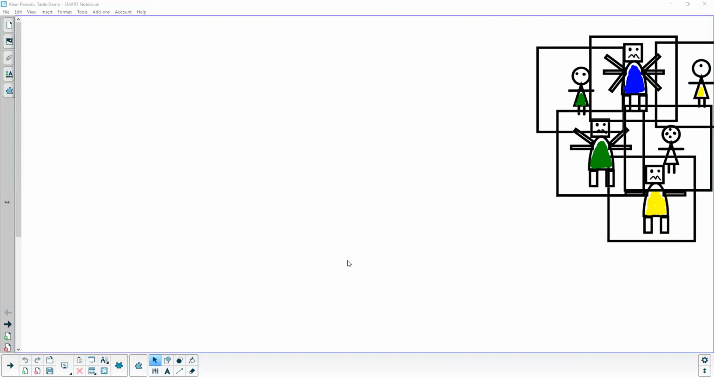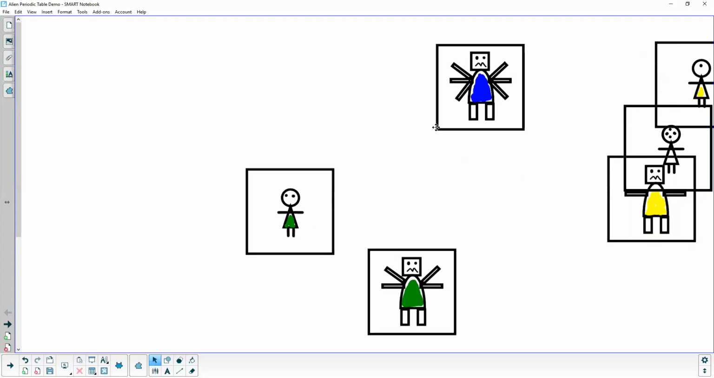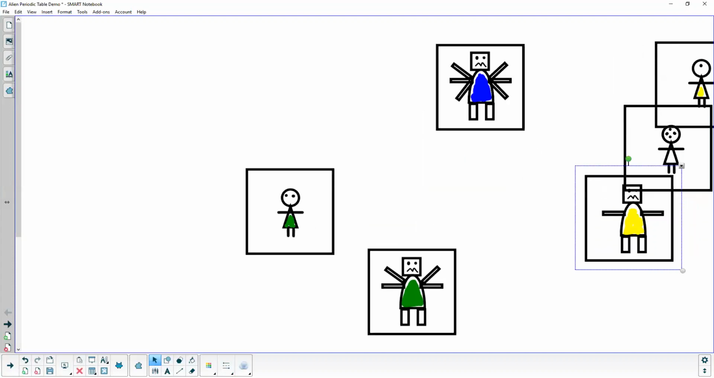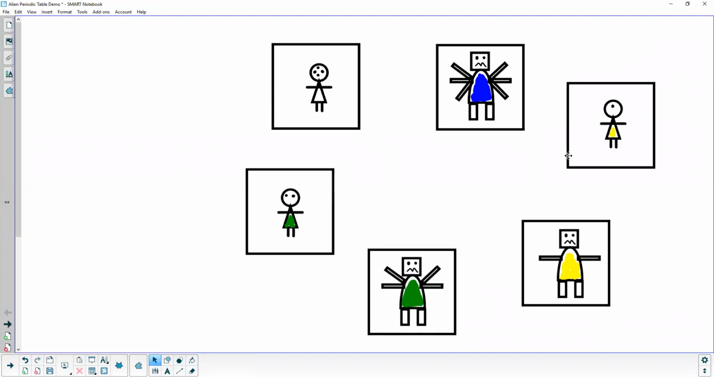So here I have a series of aliens. Let's move these guys around here so we can take a look at them better. Okay, so this is what we got. It looks like we've got a set of 6 aliens. Oh, there's Trinity. Awesome. Okay, so anyway, here we've got a set of 6 aliens.